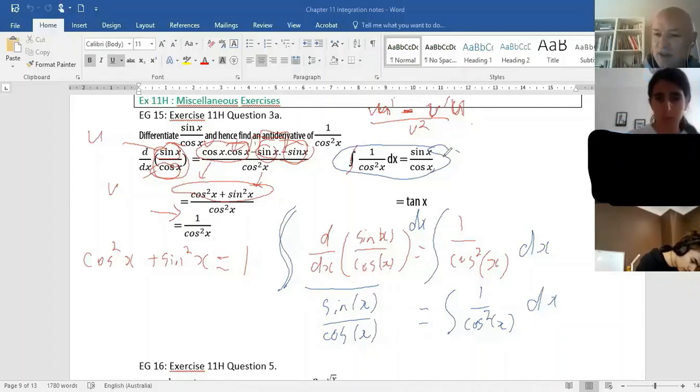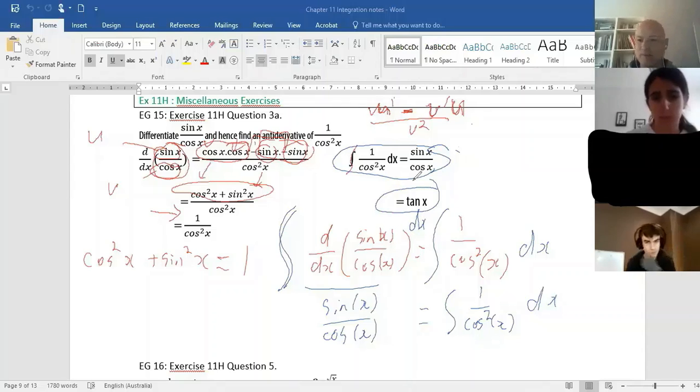Sine x divided by cos x, well, we know sine divided by cos is equal to tan, so that just equals tan x. Any questions on that one? Okay, I'll give you a minute or so to copy it down, I know some of you are copying it down, and then I'll move on to the next question.